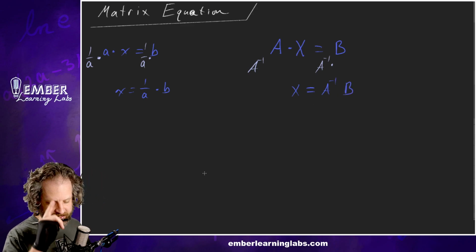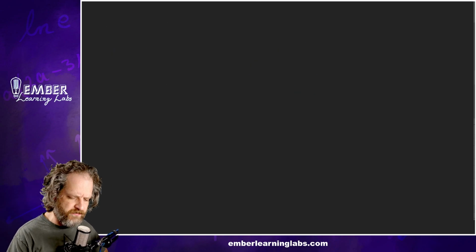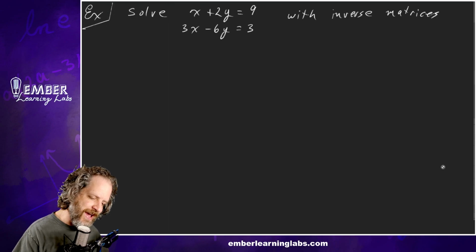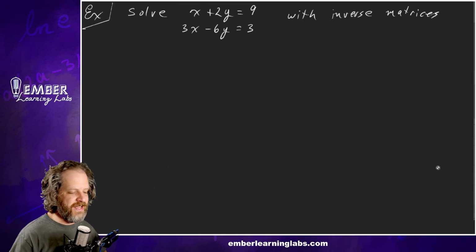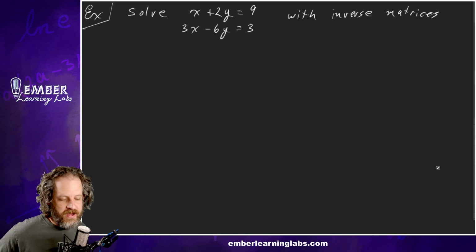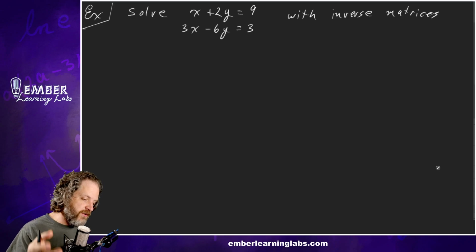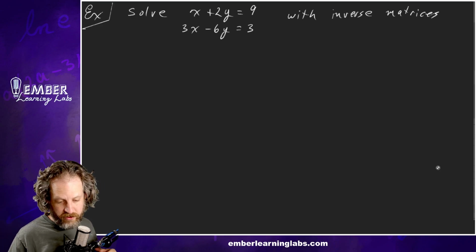Now, let's put some flesh on these bones and use that to solve this matrix system. We've got a system here, and we're asked to solve it using inverse matrices. Now, why don't we use substitution or elimination? Because we're learning a new method. Get over it.